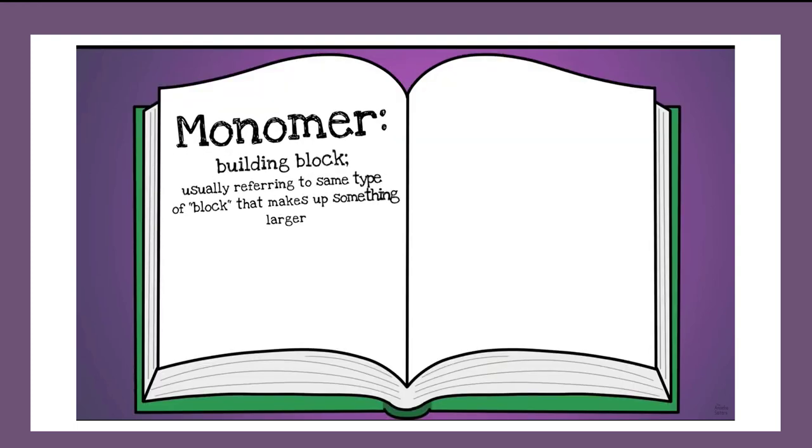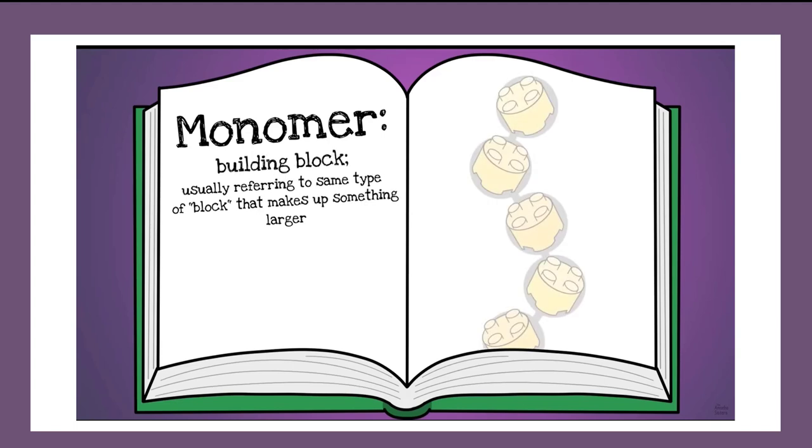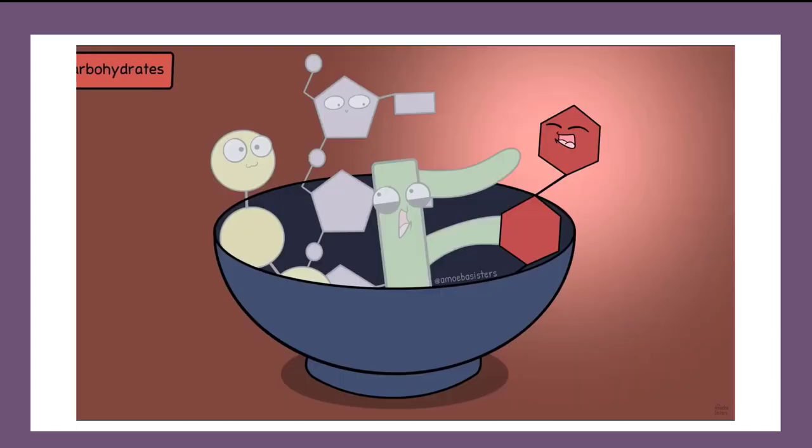A monomer is a building block. If I had some large substance, the parts that make up that substance are called monomers. With each biomolecule class, we will mention its monomer if it applies. We'll start with the biomolecule class of carbohydrates.